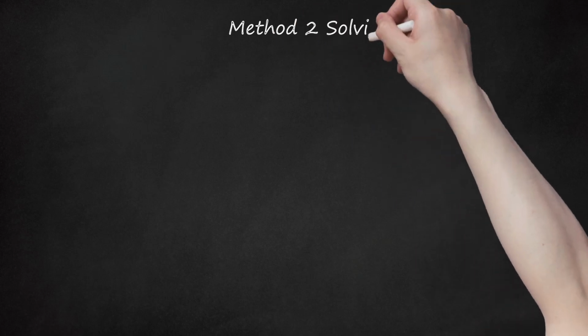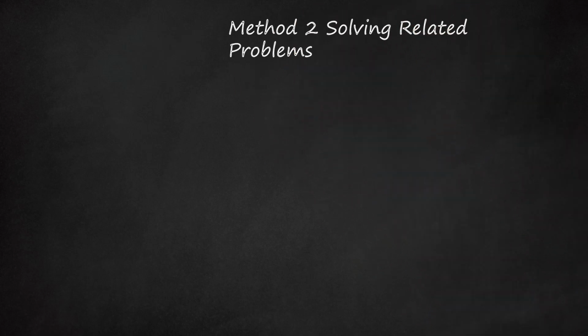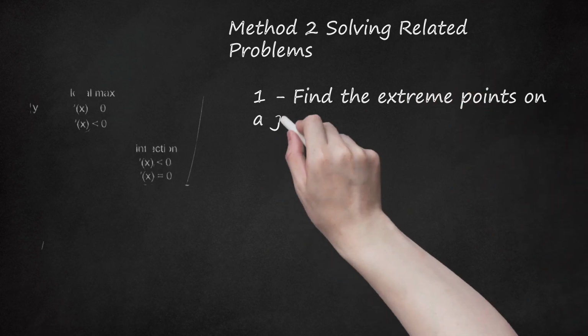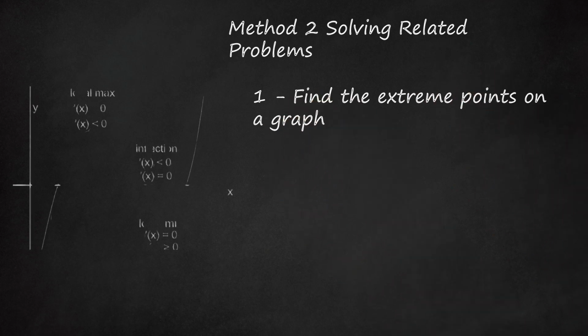Method 2: solving related problems. 1. Find the extreme points on a graph. These are points where the graph reaches a local maximum, a point higher than the points on either side, or a local minimum, lower than the points on either side. The tangent line always has a slope of 0 at these points, a horizontal line, but a 0 slope alone does not guarantee an extreme point.